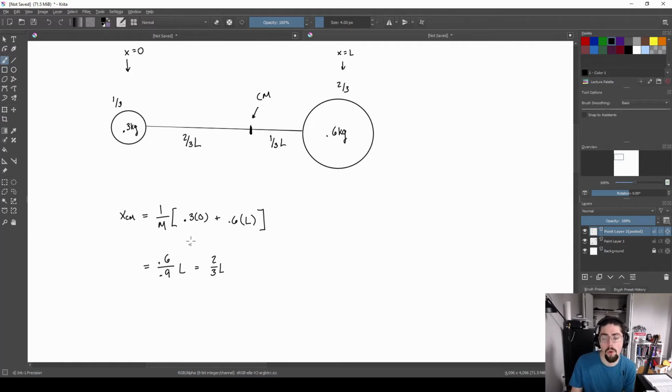2/3 of 0.4 should be something like, what did I have for this thing? If it was 0.4 meters, where is the actual center of mass on this one? I don't actually think I calculated that. It's not 0.24, it's at 0.2667 meters. So we can use that if we want to, or I can just leave it as 2/3 and 1/3 L.